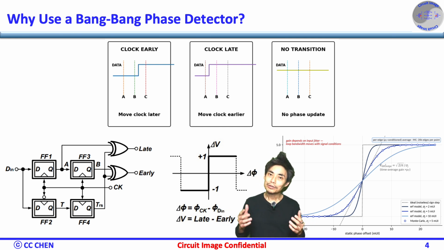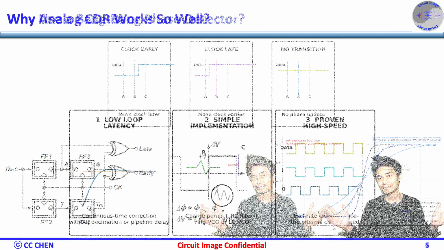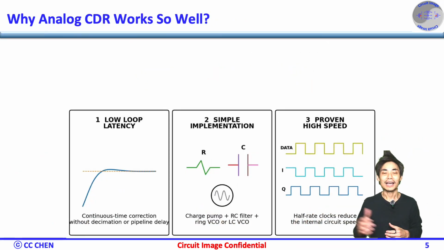So, even though the detector is nonlinear, we still have a useful engineering model for designing the loop. The bang-bang phase detector is simple, robust, fast, and well understood. Now, let us look at the real strengths of Analog CDR.